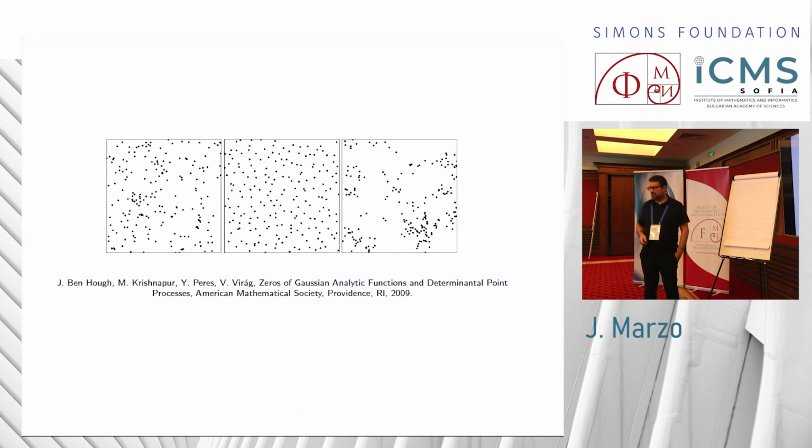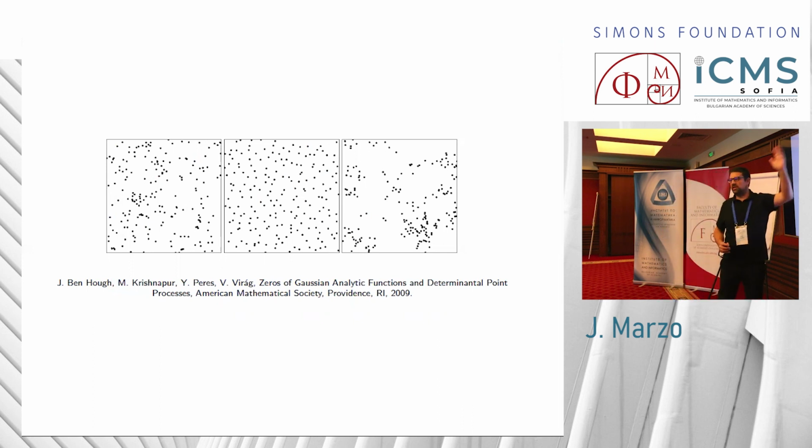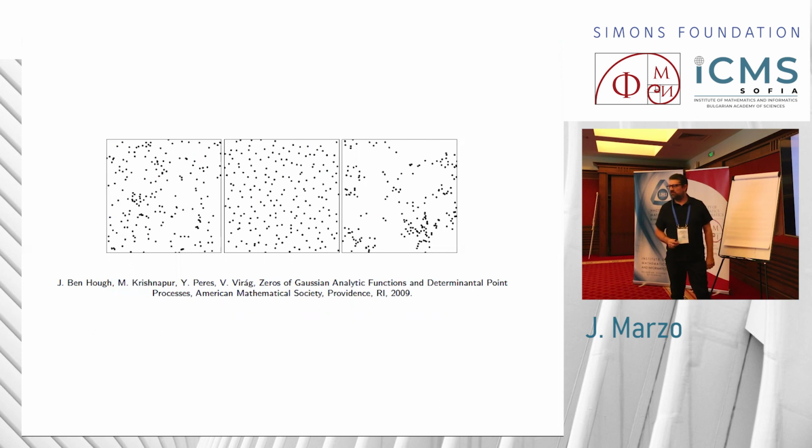And here I have some pictures I borrowed from this great book by Krishnapur, Peres, and Virag, where you can find a lot of information, great results about point processes. Point processes with a negative correlation, so with points that tend to repel each other. If we look at point processes in R2, and we just consider a window, we have 3 windows here looking at 3 different processes with a different behavior.